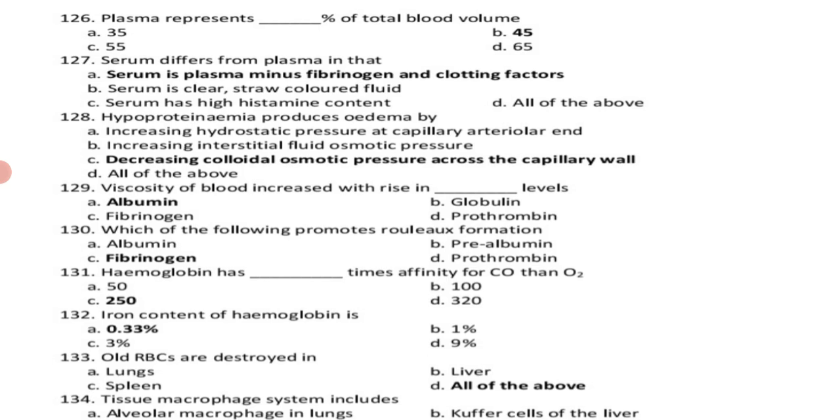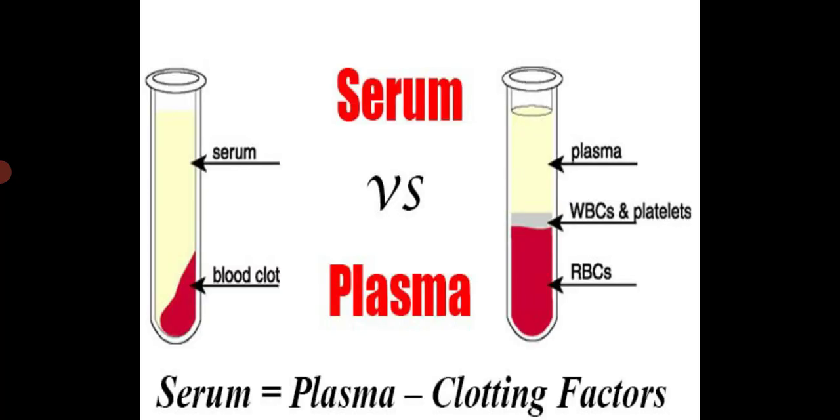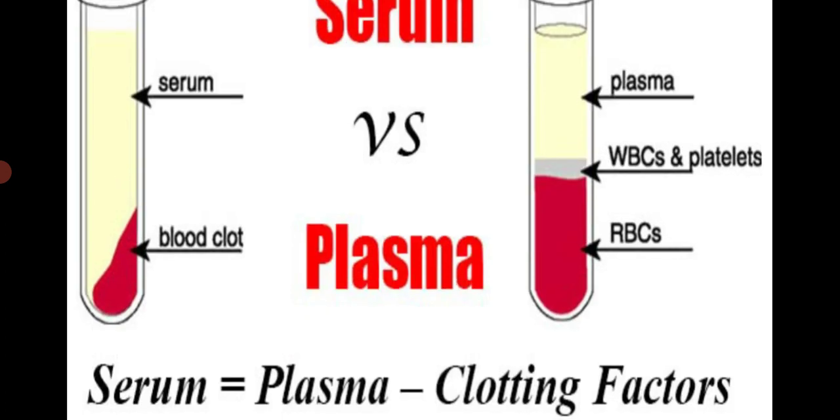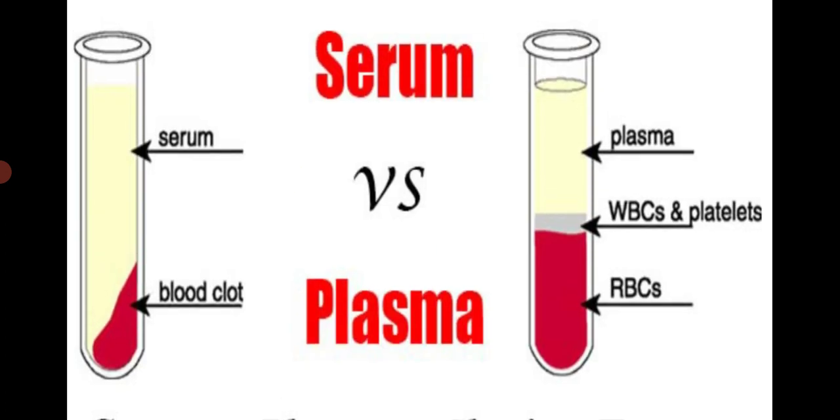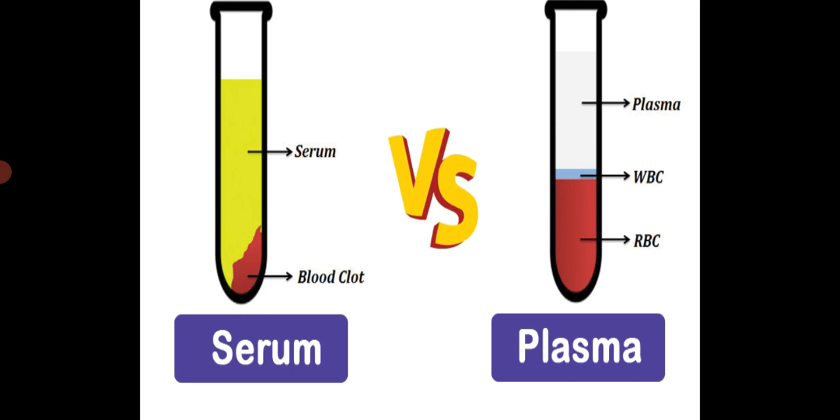Serum is the liquid that remains after the blood has clotted. Plasma is the liquid that remains when clotting is prevented with the addition of an anticoagulant. So this is a serum and this is a blood clot. In this serum, there is no presence of a clotting factor or a cell. This is another image which shows the differences between serum and plasma.